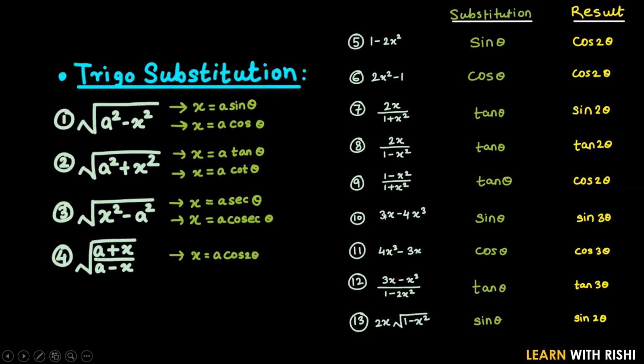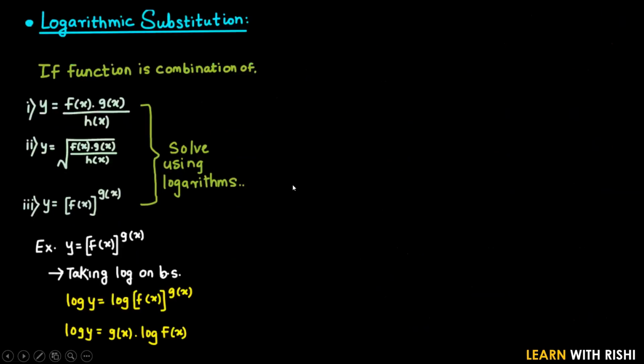So in the place of this variable x, if we substitute these trigonometric terms, then we'll directly get the trigonometric formulas. Last one is 2x into under root 1 minus x squared. If you substitute sine theta, it will be 2 sine theta into 1 minus sine square theta, which is cos square theta, and under root cos square theta is cos theta. So it will become 2 sine theta cos theta, which is nothing but sine 2 theta. So these substitutions you have to remember.